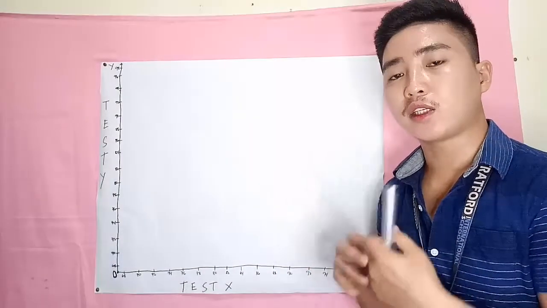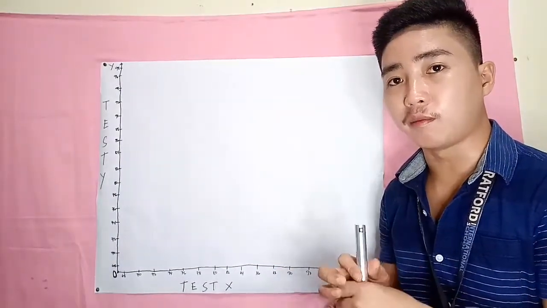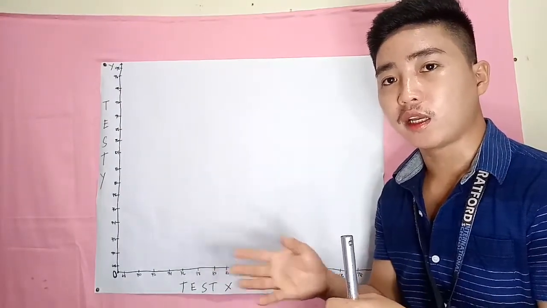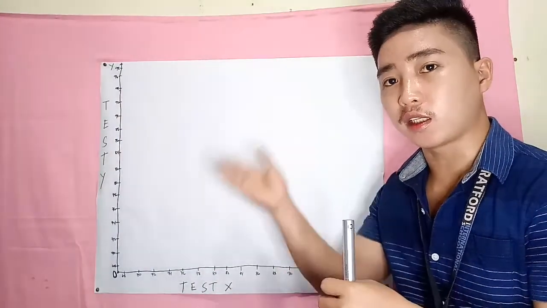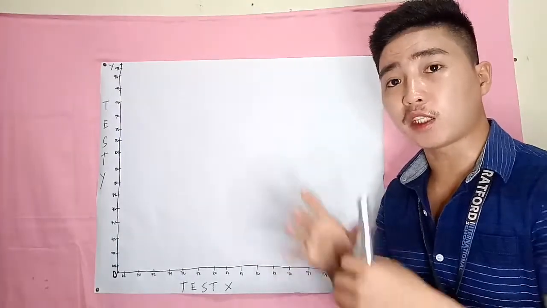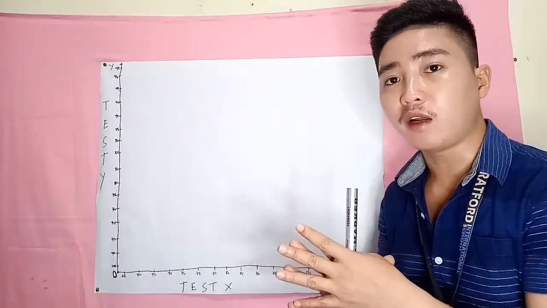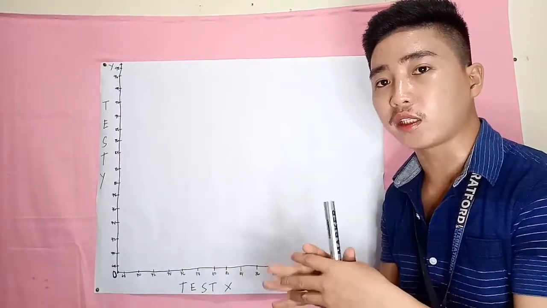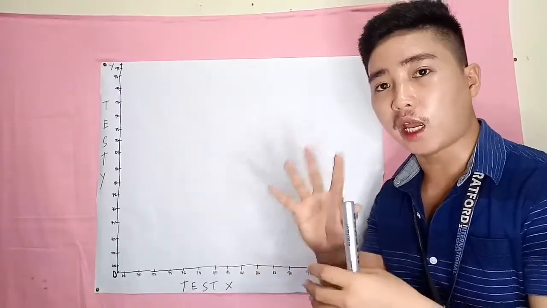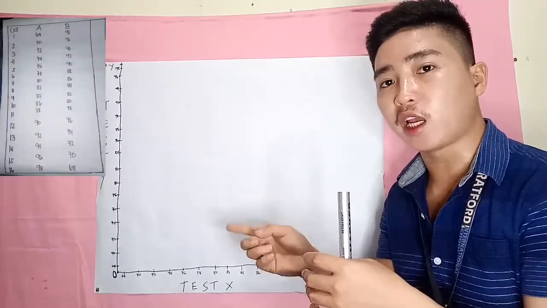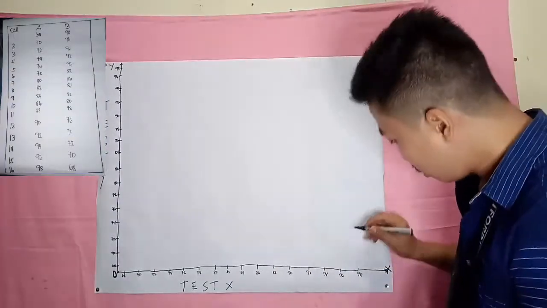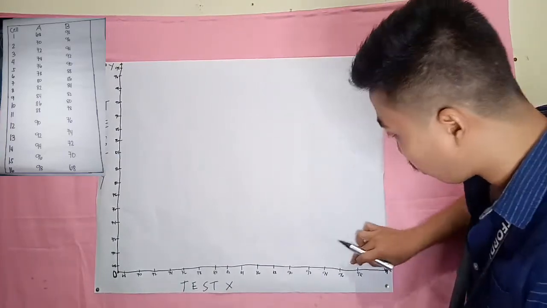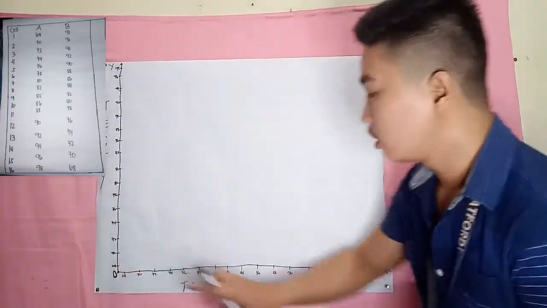So as you can see in the table, in the test X it increases while the test Y decreases. Now since it is opposite, let's start with test X. Since test X increases, let's start with 98, and the opposite of 98 is 68. Now let us put here a dot with the point of 68 here.